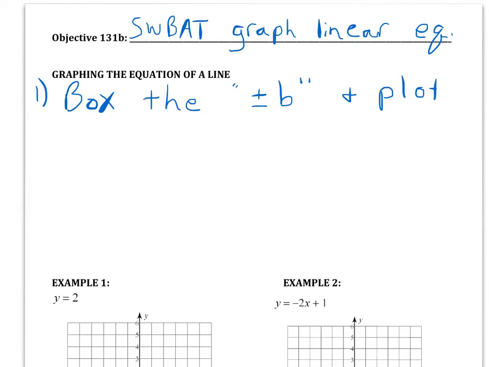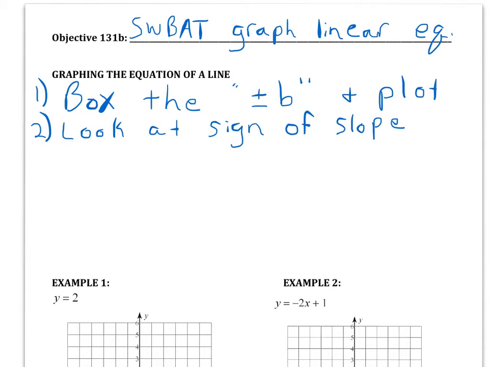Step number two. Again, if I'm going too fast, just hit pause. Step number two is look at the sign of the slope. Let's say, so plus, show with pencil. And I will explain to you what that means in a second.